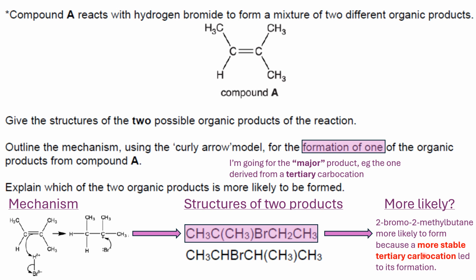So you'll notice I've highlighted that wording in red because that's important language to use when you're doing exam questions about Markovnikov's rule. You must mention the idea of a more or less stable carbocation. That shows you understand what's going on.